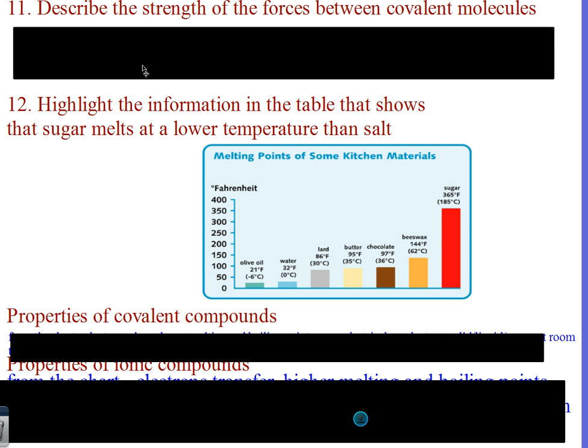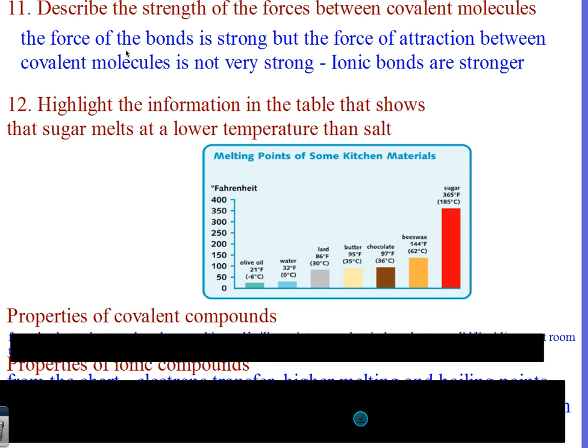Okay. So it says, describe the strength of the forces between covalent molecules. Well, compared to ionic compounds, the covalent bonds are not really as strong. Ionic bonds are much stronger than covalent bonds.